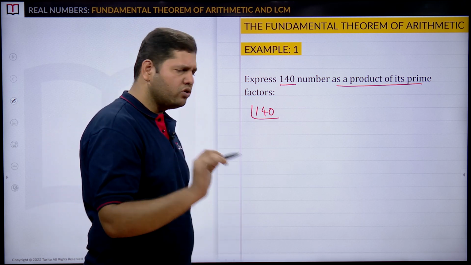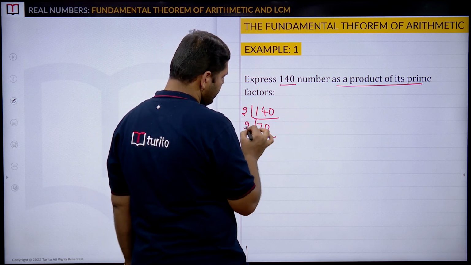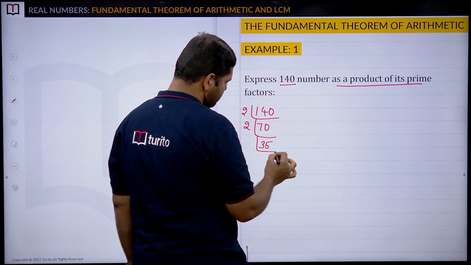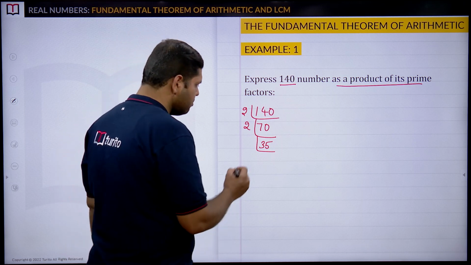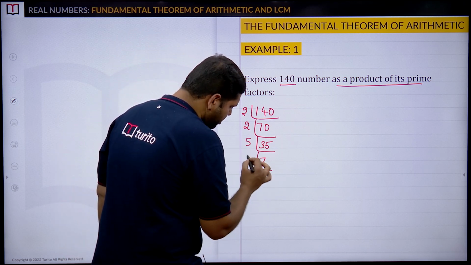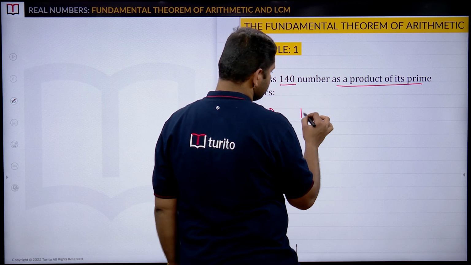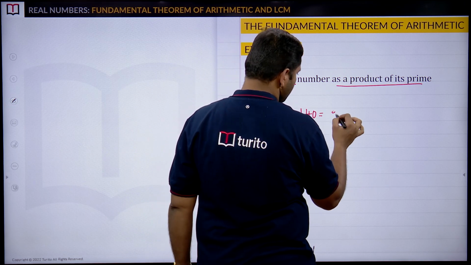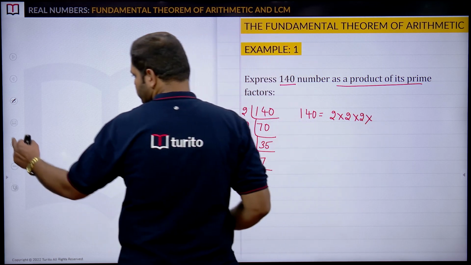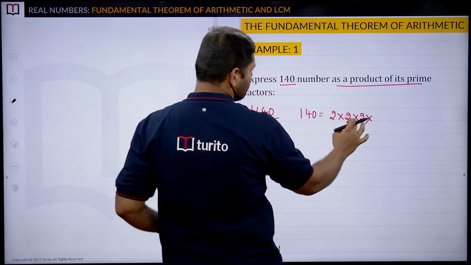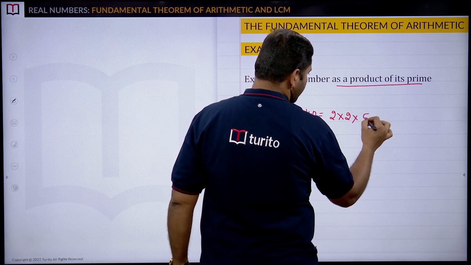If it is divisible, go for 2. So I can say it is divisible by 2. So I am writing 2. So 2 how many times? 2 seventies are 140. Again, I can take the 2 table, and 2 how many times? 2 thirty-fives are 70. Children, 35 is not divisible by 2. So go for the 5 table. So I am writing 5 sevens are 35, then 7 ones are 7. Now, what am I writing, children? This 140 I can write as 2 into 2 into 5 into 7.